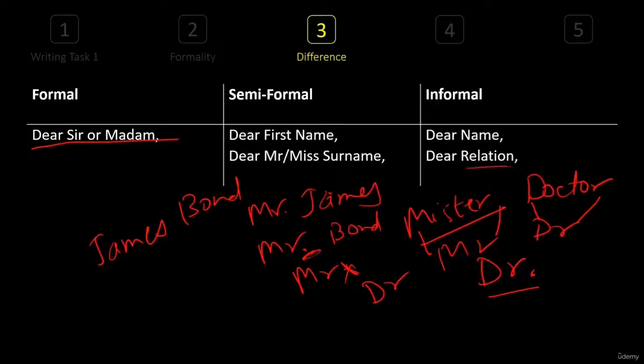If you use the relation, for example, dear brother, dear sister, or dear father, because you don't write your father's name, right? Or your mother's name directly. You call them mother, father, grandpa, or whatever. So relation will do, or dear friend, or dear name of the friend. This is the first difference.